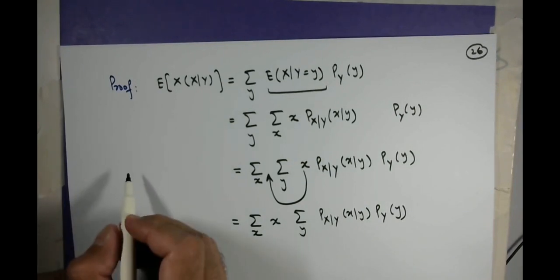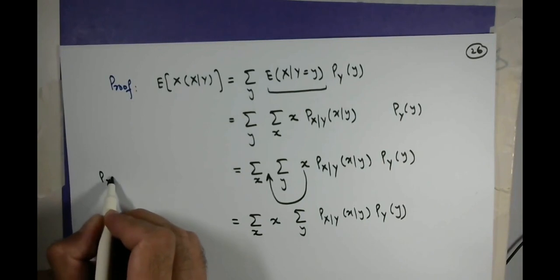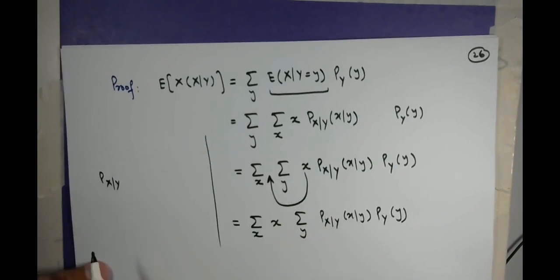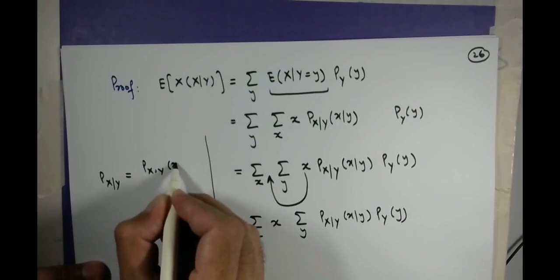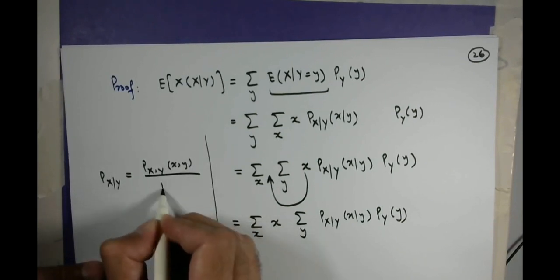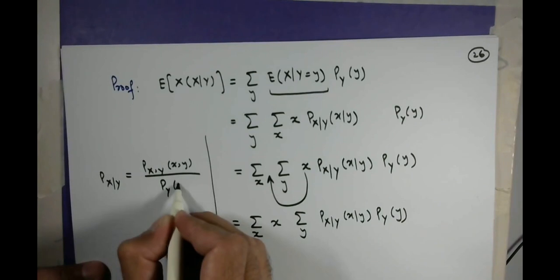But if you recall, p sub x given y, we used to write it as p sub x comma y of x comma y divided by p sub y of y.